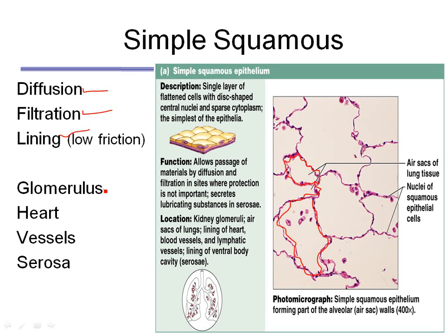We'll find it in the glomerulus, a structure in the kidney where it does filtration. You'll find it in the heart where it's a lining. You'll find it in blood vessels where again it's a lining. And guess what? Serous membranes are made of simple squamous epithelia. The structures you see here are structures called the alveoli, for plural, alveolus is singular, and this organ is the lung. Here, it's diffusion.